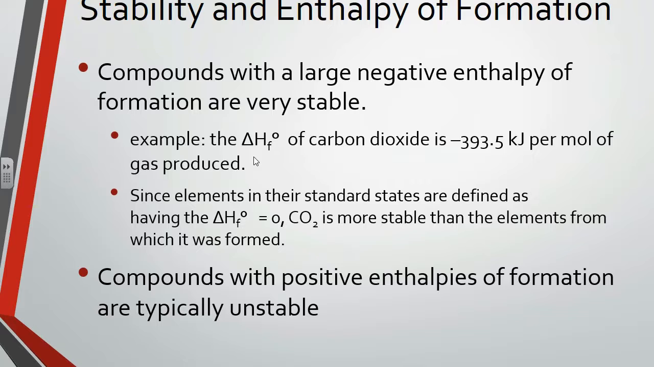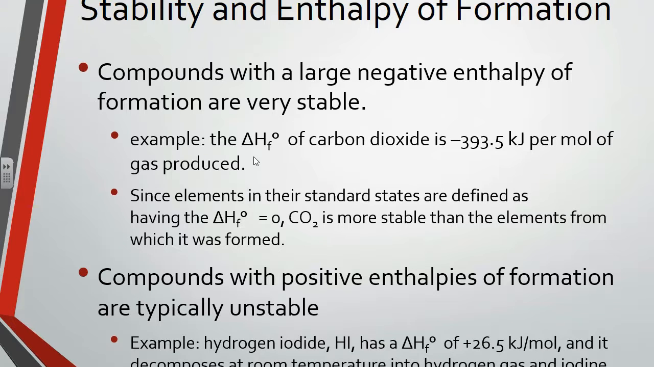And the value of this tells you that. If it's a positive value, that means its new product is less stable than what it started with. And if it's a negative value, that means the new product is more stable than what it started at. So a good example of this is hydrogen iodide. It has a positive 26.5 kilojoules per mole. And because it's less stable, it's going to naturally decompose at room temperature back into hydrogen gas and iodine gas.